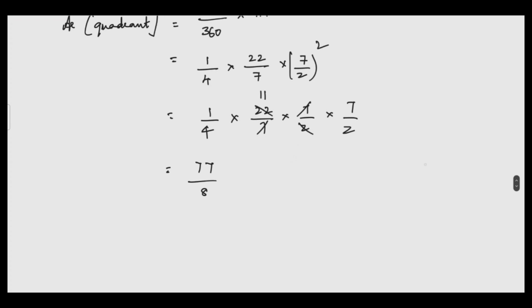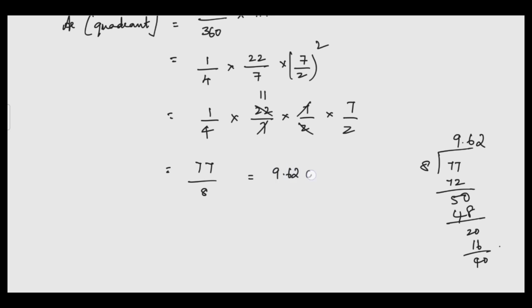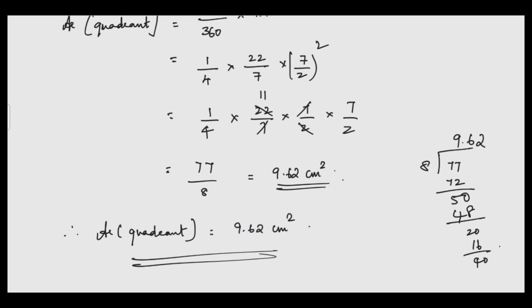Further simplifying, we get 8 nines are 72, 5 taking a decimal point, 8 sixes are 48, 2 0, 8 twos are 16, 4 0, and finally we will receive the answer as 9.62 centimeter square. Therefore, area of quadrant is 9.62 centimeter square.